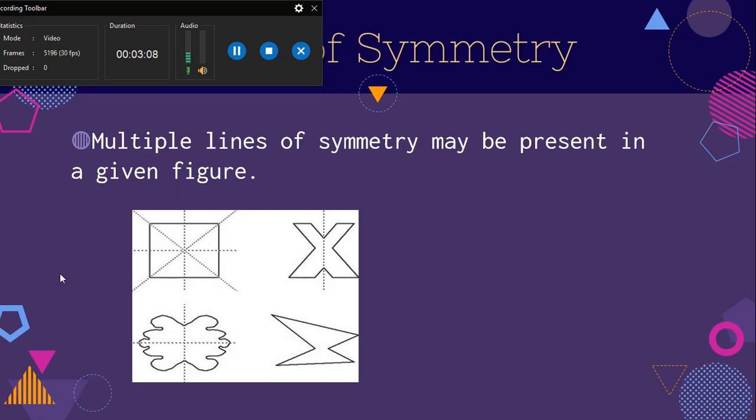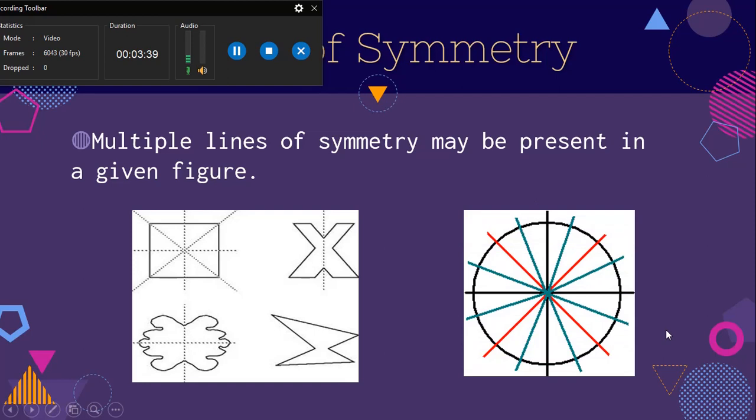Remember, if I were to fold along these lines of symmetry, my left side and right side, or top and bottom, should match exactly. In the X, we only have one line of symmetry, and we can see that the bottom portion of the X is thicker than the top portion. In this puddle, we have horizontal and vertical line symmetry, but again, every point will line up. And in this last object, there are no lines of symmetry, and that is possible.